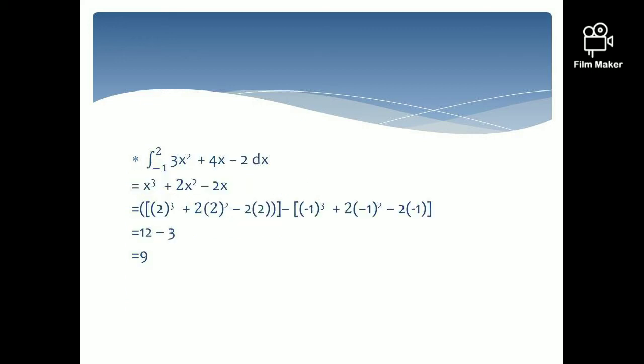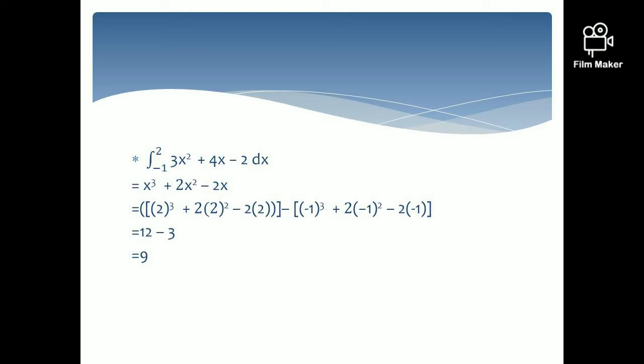Now let's verify with our next example. Our problem is to integrate 3x squared plus 4x minus 2 dx from minus 1 to 2. Therefore, in step 1 we have to do the usual integration. If you integrate 3x squared, your answer is x cubed, plus 4x integration is 2x squared, minus 2 integration is minus 2x. Then you have to substitute the upper boundary, minus you have to substitute the lower boundary.